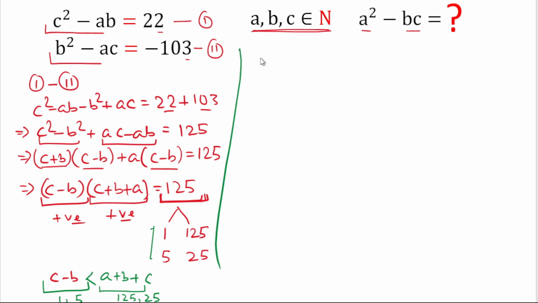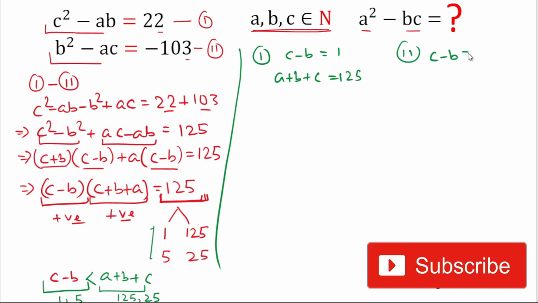One case is the value of c minus b will be 1, then the value of a plus b plus c will be 125, and the second case is c minus b will be 5, then the value of a plus b plus c will be 25. Now from here we can take out the value of c in terms of b, that is 1 plus b. Now here we'll try to make all the terms in terms of b.